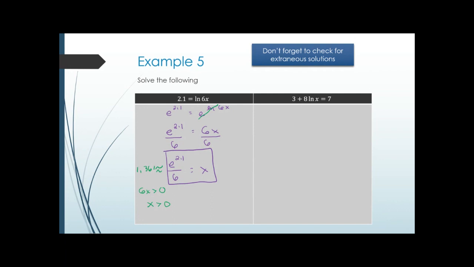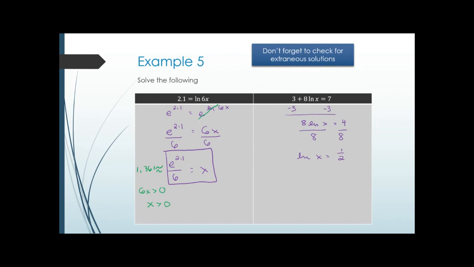So now let's take a look at the second example. Again, I only have one natural log here, so I need to use the inverse property, but in order to use it, I have to first get that natural log by itself. So I need to first subtract 3 from both sides, because I need to isolate the natural log. So that gives me 8 natural log of x equals 4. So now I want to isolate the natural log. I have 8 times that, so I want to divide both sides by 8. So the natural log of x equals 4 over 8, which is 1/2.